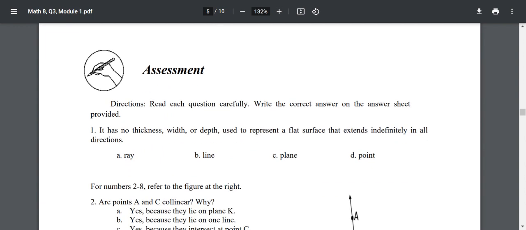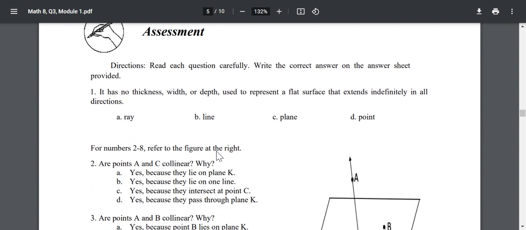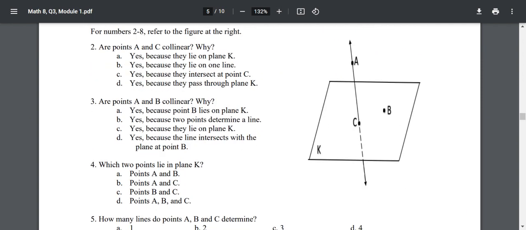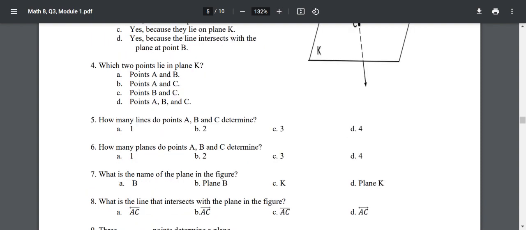So these are multiple choice only. So you read the questions very carefully and choose the correct answer. Review your module first before answering.